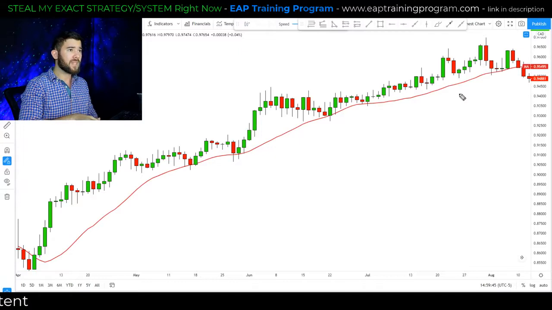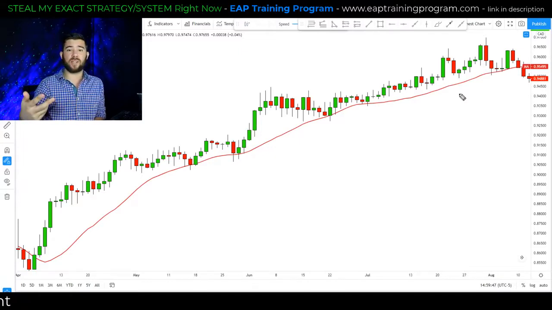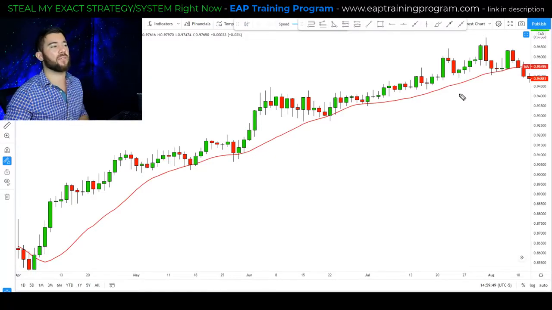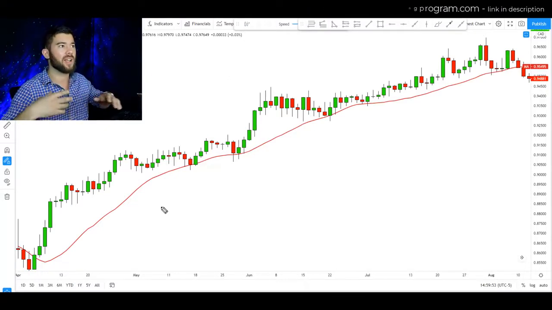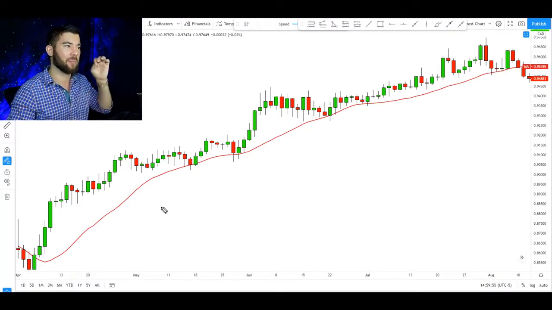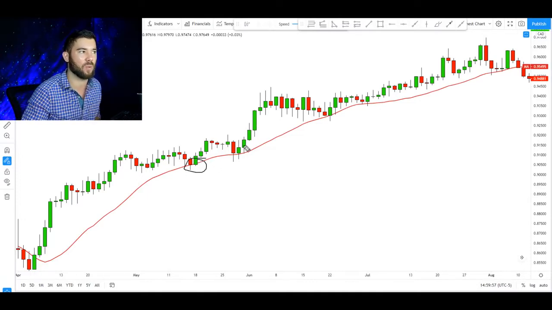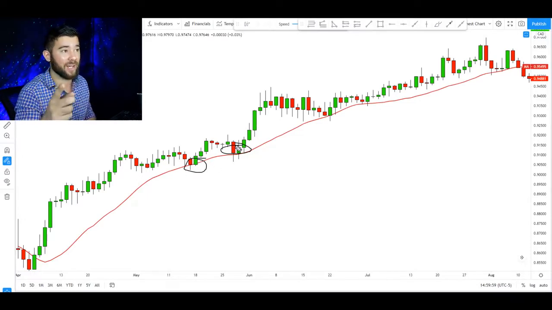But the next way I like to use moving averages is as an area of value. As you can see on the chart here, yes, this is cherry picked and it will not work every single time. I'm not saying buy every time the market hits the 20-period moving average. Trust me, I've done that and it sucks. It does not work.